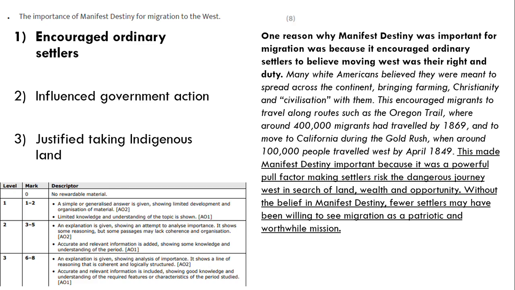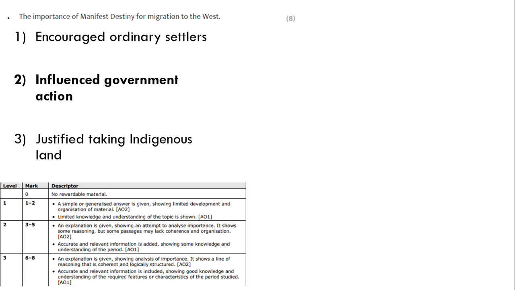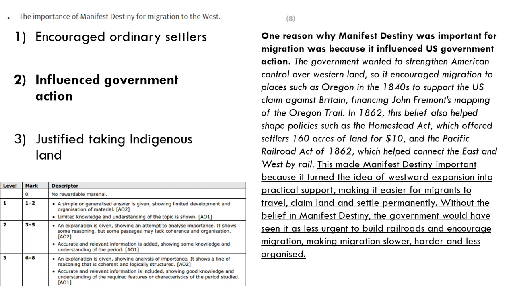And then our explanation of importance, 2 sentences. This made manifest destiny important because it was a powerful pull factor, making settlers risk the dangerous journey west in search of land, wealth, and opportunity. Without the belief in manifest destiny, fewer settlers may have been willing to see migration as a patriotic and worthwhile mission. So that's the impact of manifest destiny on settlers. Let's look next at how it influenced government action.